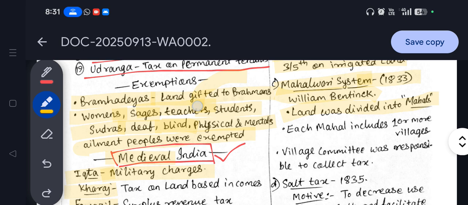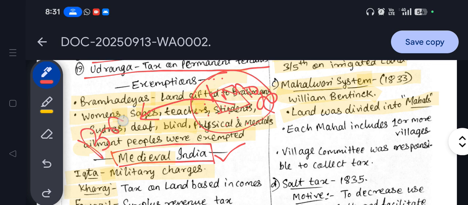So if this is the mahal, there are one or more villages under it, right? Whatever income is generated from this mahal, this mahal or any one person appointed in that region will directly collect tax from everyone and submit it to the Britishers. So this was the system developed by William Bentinck. Again, as you can see, each mahal includes one or more villages under it. The village committee was responsible for collecting tax and paying it to the Britishers.